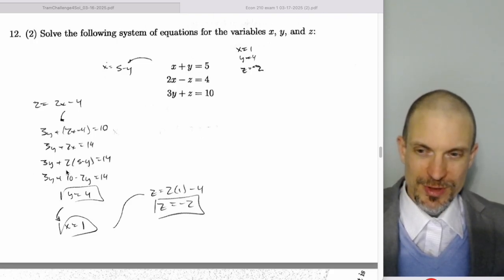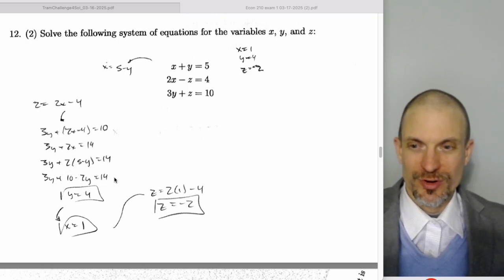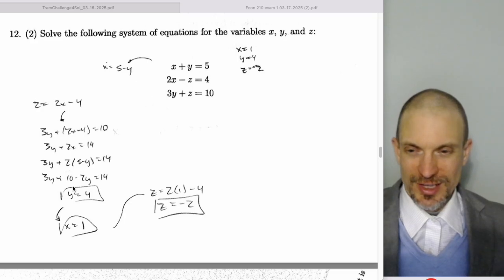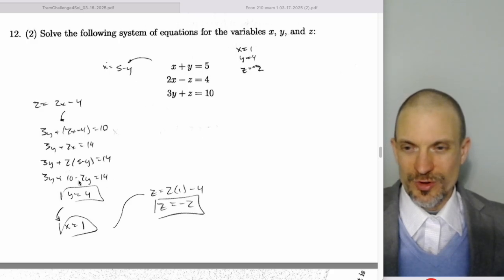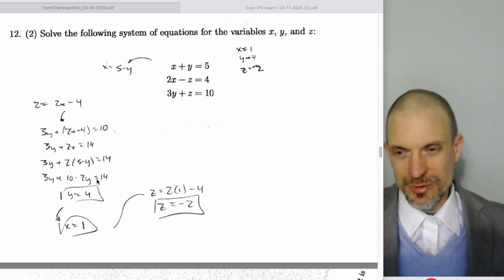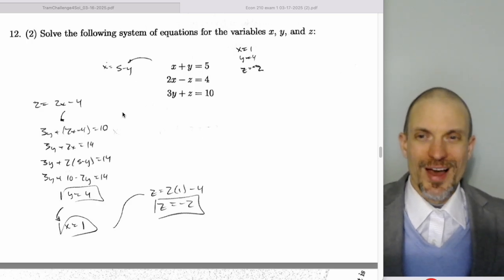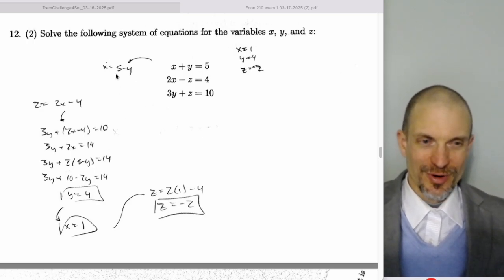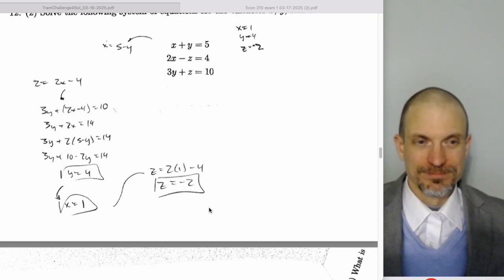And then distributing, we got 3y plus 10 minus 2y is equal to 14. Collecting like terms, on this side I'm going to get 14 minus 10 is 4. And on this side, I'm going to get 3y minus 2y is 1y. So that's y equals 4. With y equals 4, I get x equals 5 minus 4, which is 1. And then with that, I can get z. So 2 times 1 minus 4 is going to be minus 2.